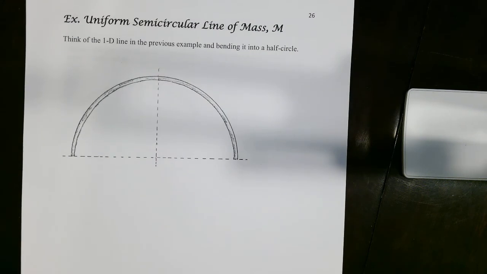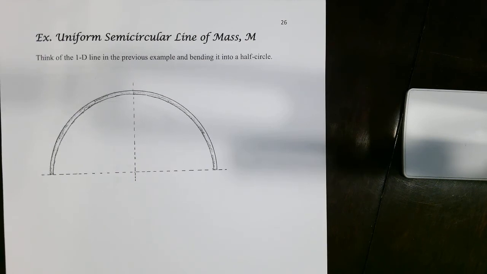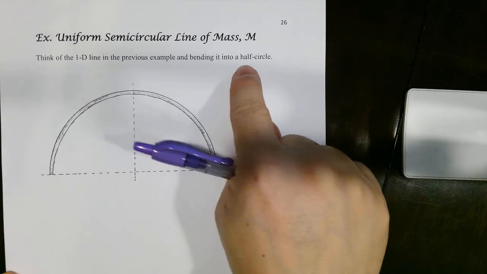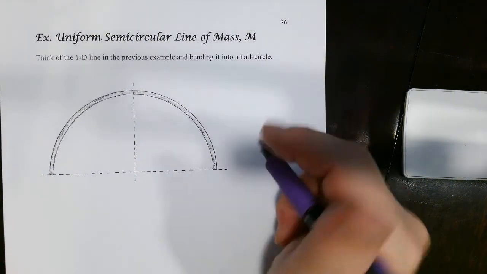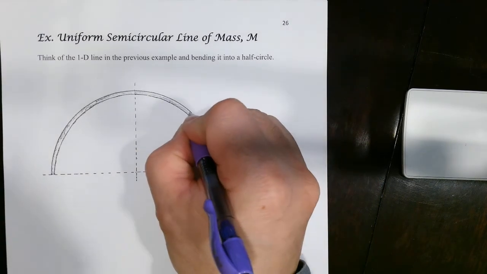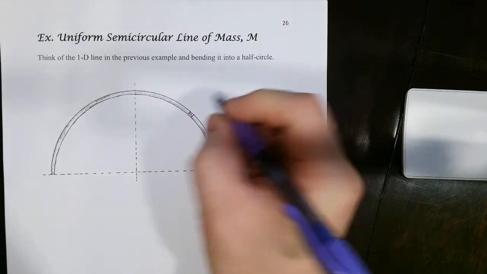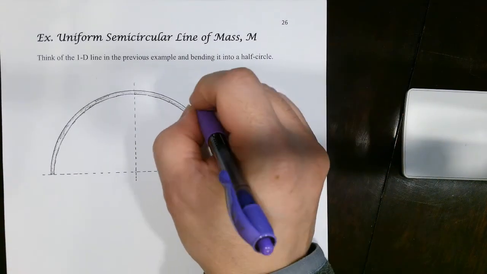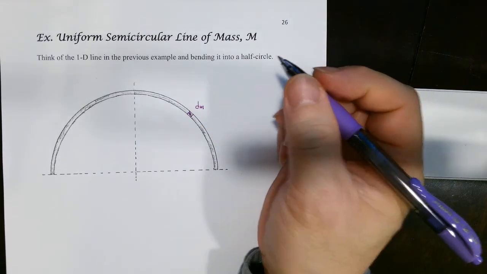Now let's take a look at something more different. Think of the one-dimensional line in the previous example and bending it into a half circle. Now you're going to have to go with the polar coordinate system here, right? So if I were to cut a little tiny piece here, this dm is located.